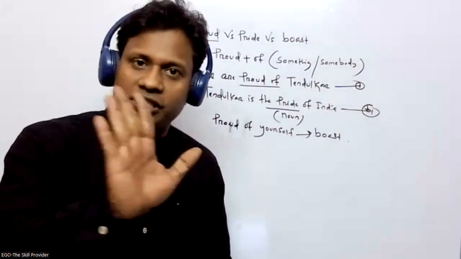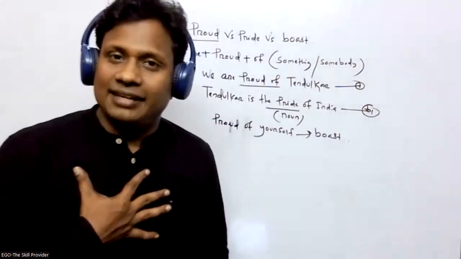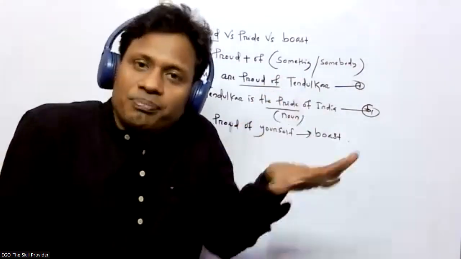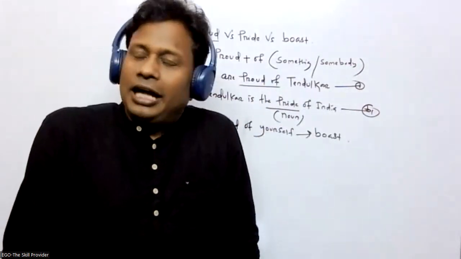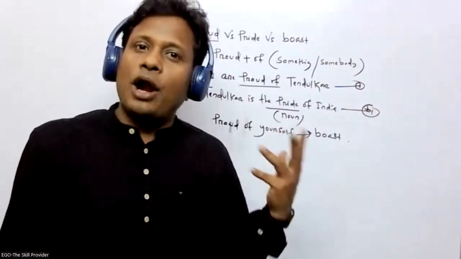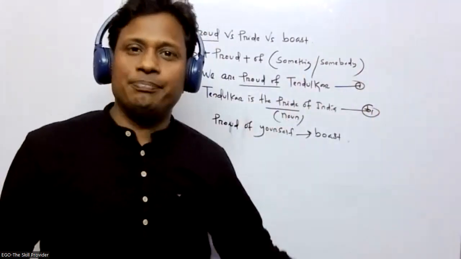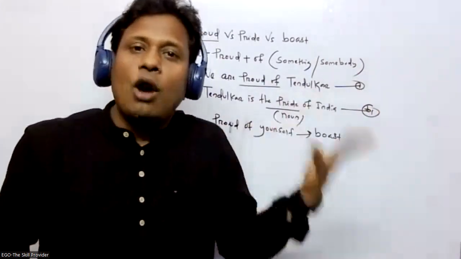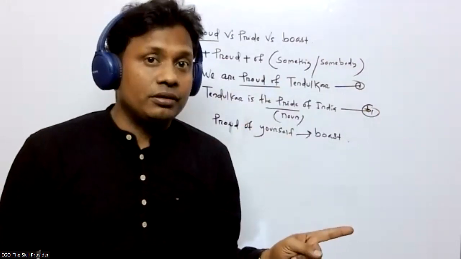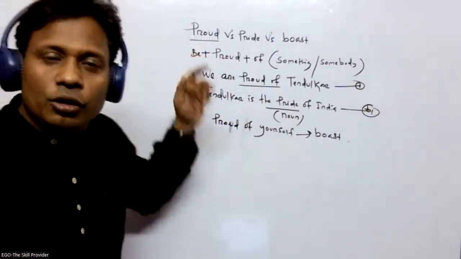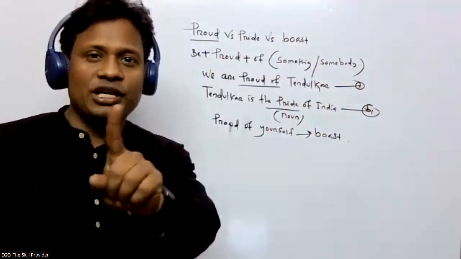I am going to give you the difference, but try to understand. First thing, proud, we are not proud of ourselves. We are proud of something or somebody. I am proud of my father. I am proud of my brother. I am proud of Vivekananda. I am proud of being an Indian. I am proud of Indian cricket team. I am proud of others, proud of. When I am proud of myself, boast. That is something called boast.